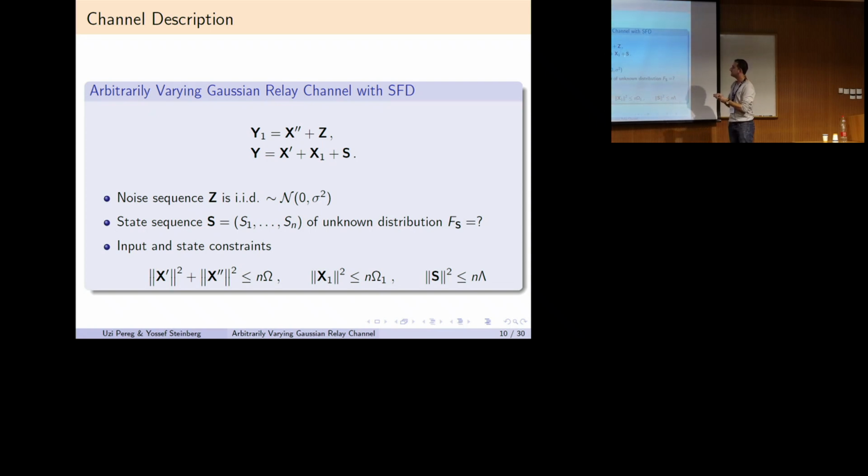And this S is the state sequence. For an arbitrarily varying channel, the state sequence has an unknown joint distribution, not necessarily a memoryless distribution. It could even give probability 1 to a specific state sequence, so it includes the case of a deterministic unknown state sequence. And since it is a Gaussian channel, power limitations must be accounted for. So the transmitter has this input constraint omega, the relay has the constraint omega 1, and the jammer has the state constraint lambda.